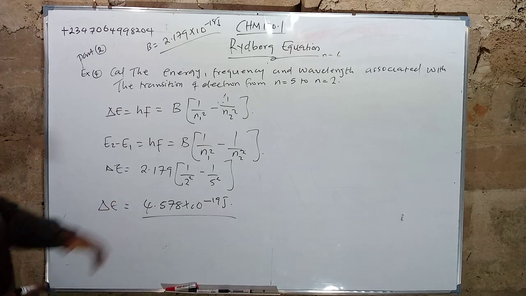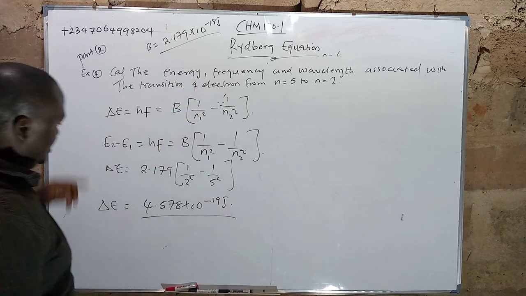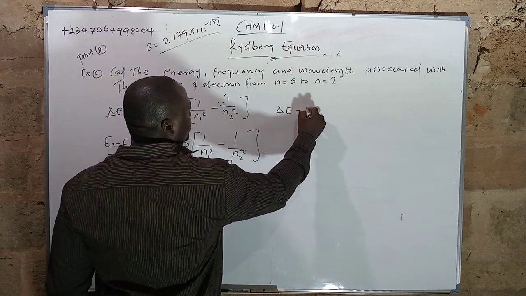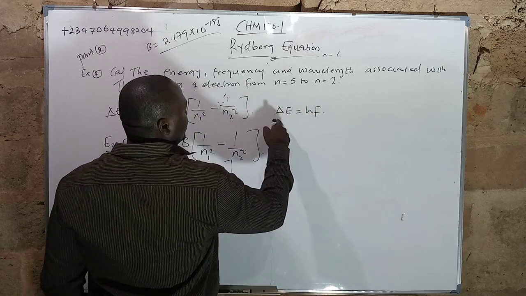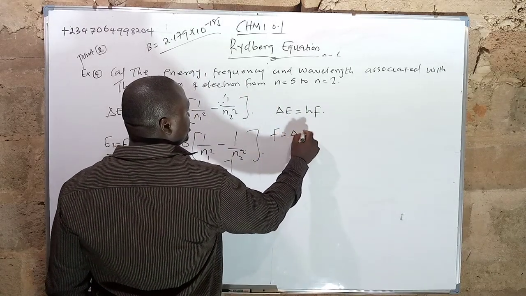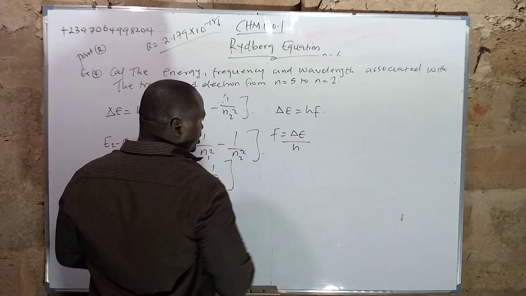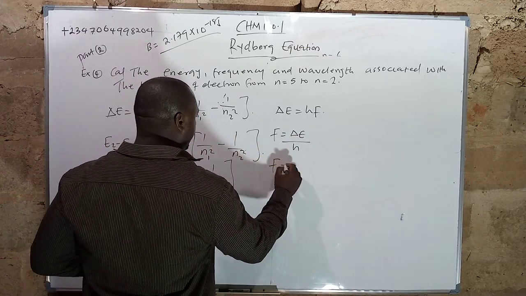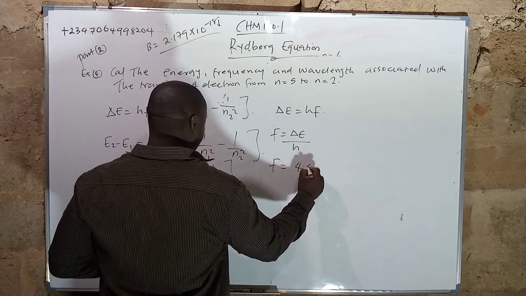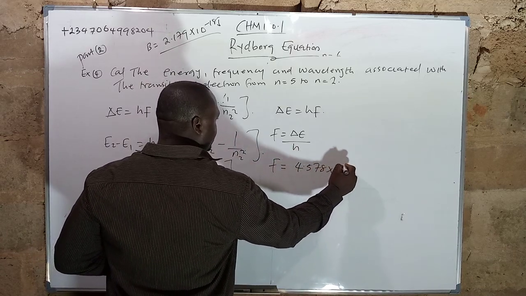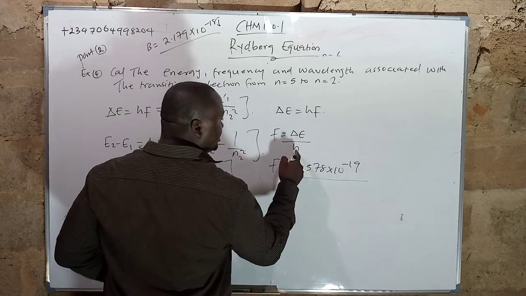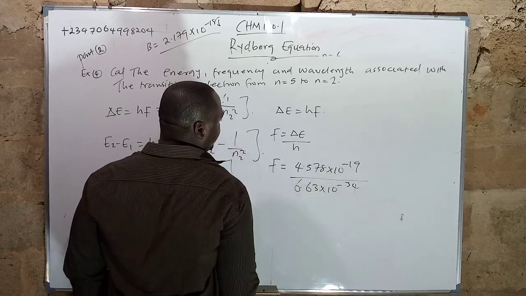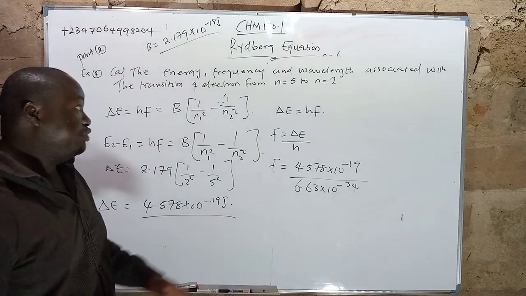But they ask you to calculate the frequency and the wavelength. And I gave you a formula in part 1. I said that energy is equal to hf. Now, if you want to calculate the frequency, it is change in energy over h. Still remember that h is Planck's constant, right? So all you need to do to get your frequency is 4.578 times 10 raised to the power of minus 19 divided by Planck's constant, 6.63 times 10 raised to the power of minus 34. Whatever you get as your answer should be your frequency.